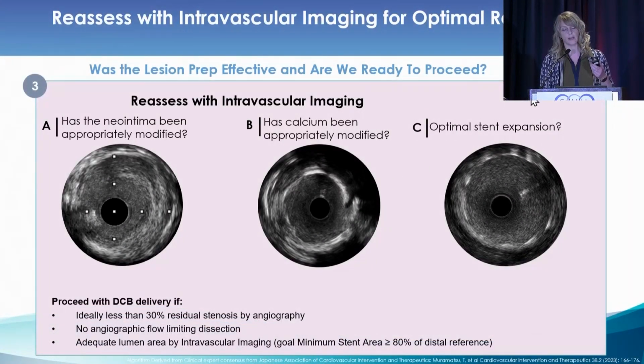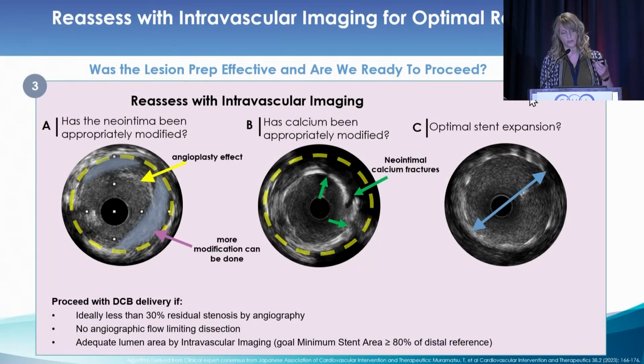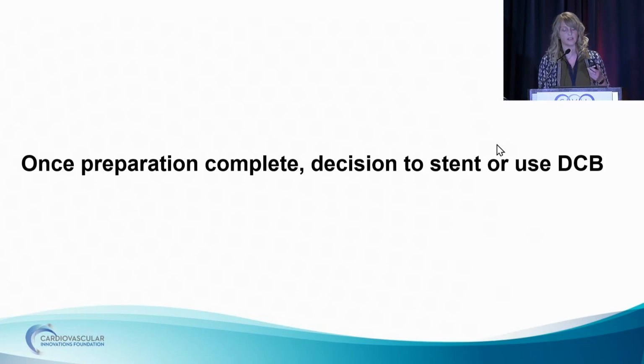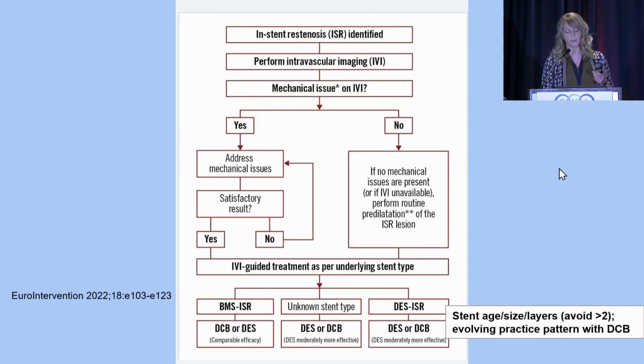And once you've done adequate modification, you need to use imaging to confirm that for you. So you want to see something like this: you've got the old stent fully expanded and apposed to the wall before you go putting any other devices in. Then you have to decide whether you're going to put a new stent or a DCB. And I would say this is an evolving area and evolving practice pattern.